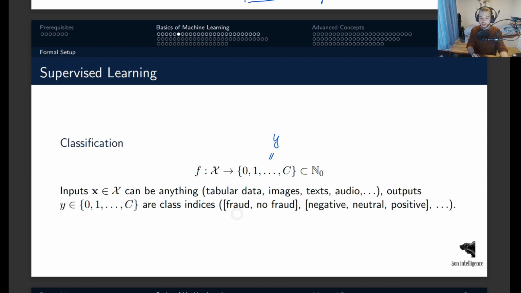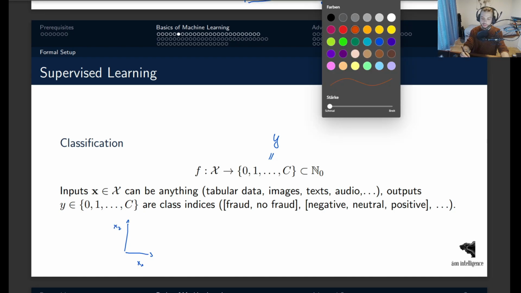So you could have indices for fraud, no fraud, and this would be an example of a binary classification problem. You could have a sentiment analysis problem where you have multiple classes that you want to predict. So the sentiment of a text could be negative, it could be neutral, or it could be positive. So let me draw a picture again, because I think that helps with the understanding of the topic.